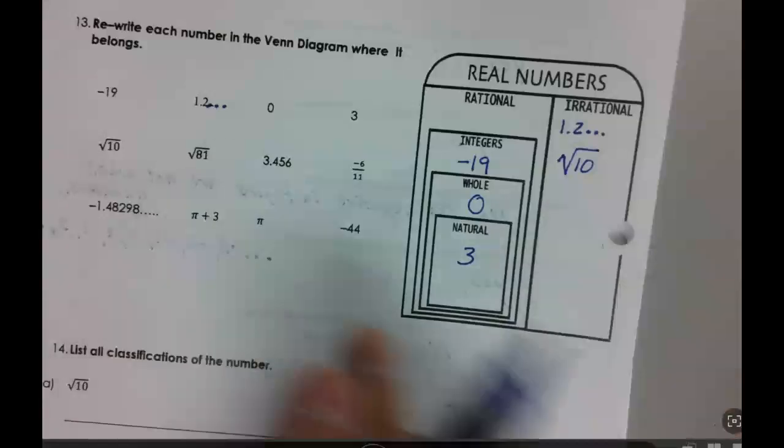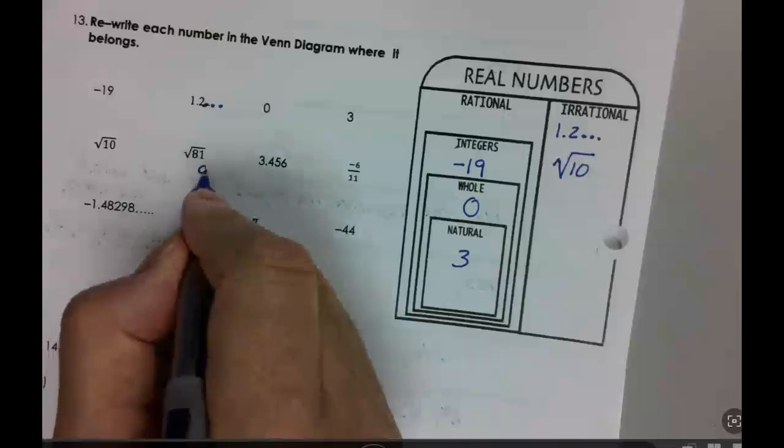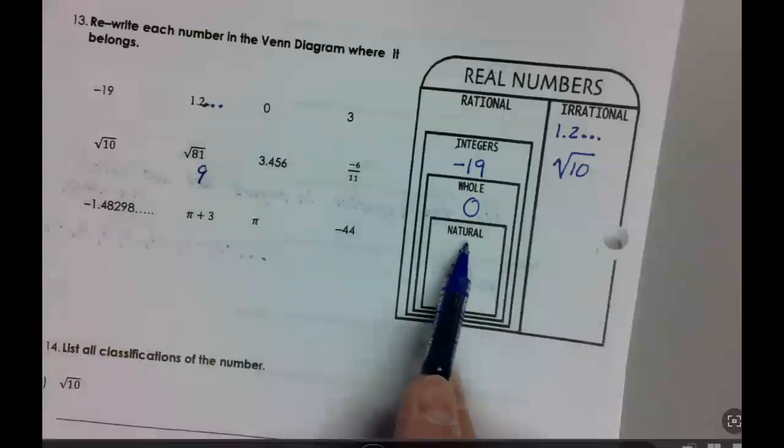What about the square root of 81? Plug that in your calculator. Tell me what you get. Do you get a decimal or do you get an integer value? The square root of 81 is 9, isn't it? So wouldn't everybody agree with me it'd be natural? Wouldn't that be the smallest subset?